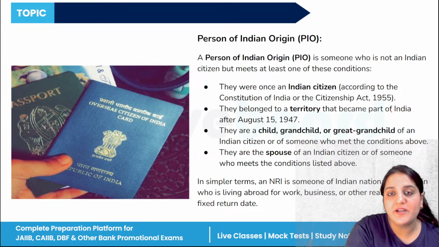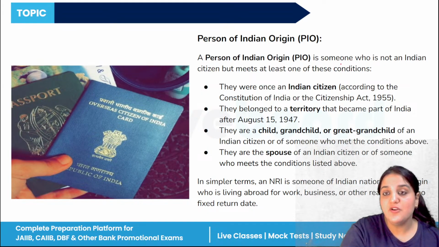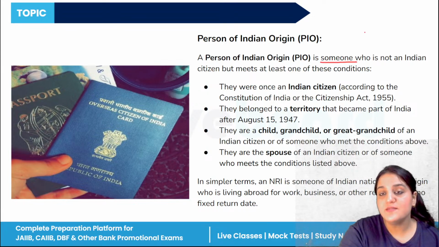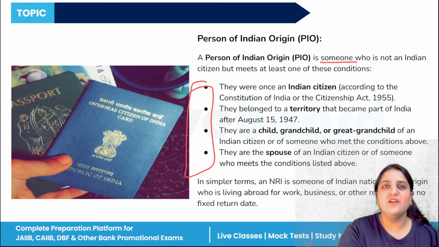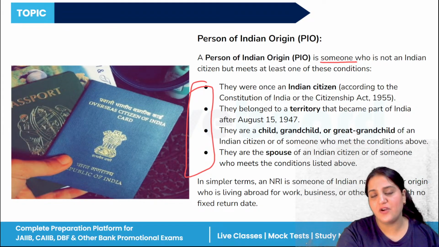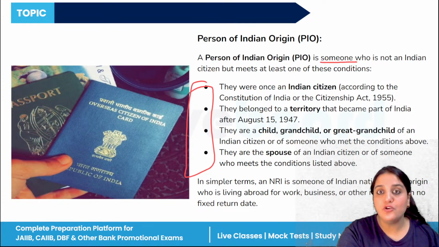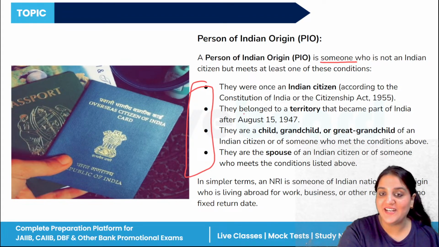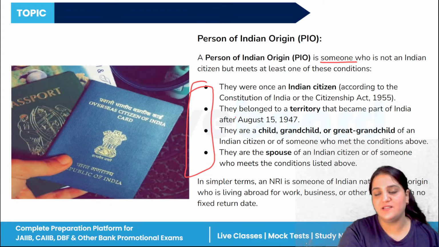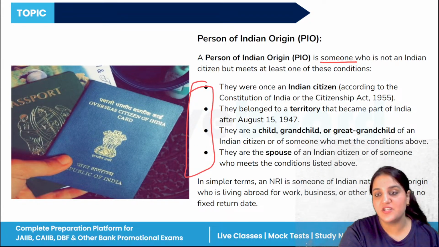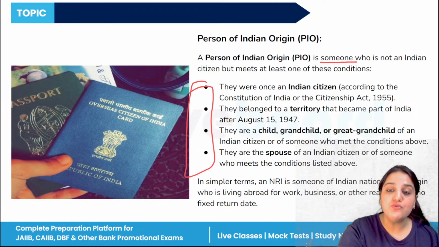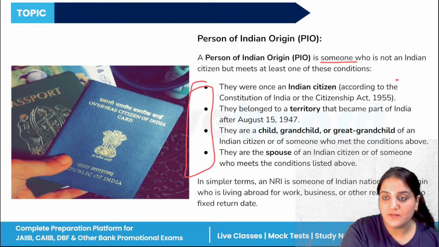Now one more important term is there, person of Indian origin. Okay, a person of Indian origin is someone who is not an Indian citizen but has one of the following conditions. They once were an Indian citizen in their life according to the Citizenship Act. They belong to a territory which became a part of India after August 15, 1947. Or they are a child, grandchild, or great grandchild of an Indian citizen. Or they are the spouse of someone who is listed here.